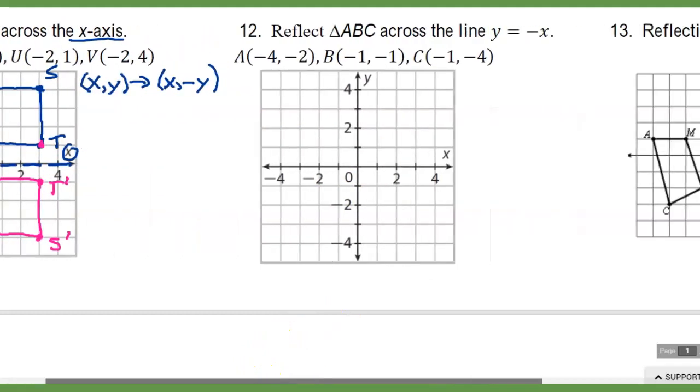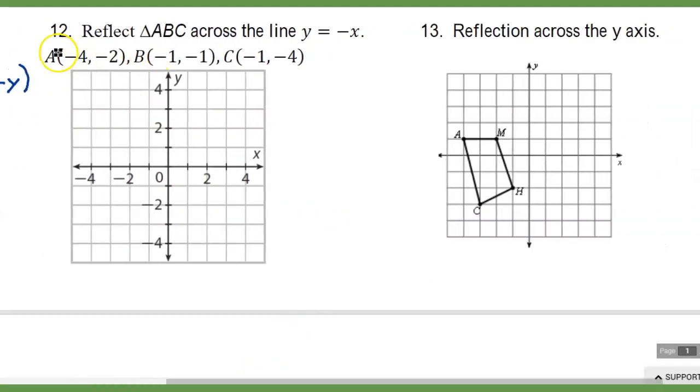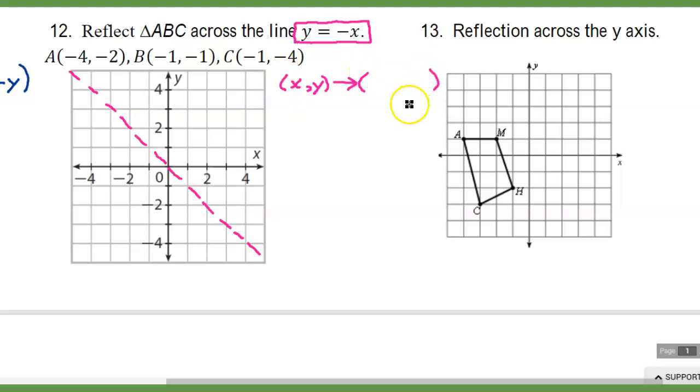Okay, let's do another, number 12. Very similar. Going off of our cheat sheet, we're going to go across y equals negative x, which is this line that's diagonally going down through your graph. So we're going to reflect about that line. And according to our sheet, this is going to transform by taking the opposite of both variables and then transposing x and y. So everything switches about this, the location and the sign.